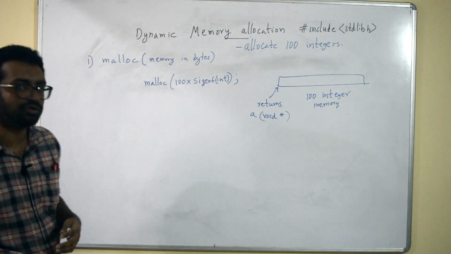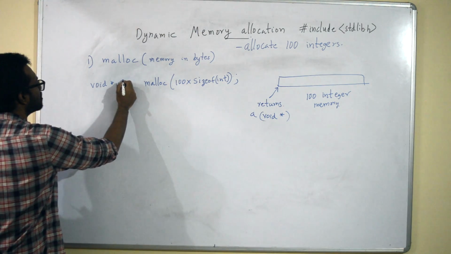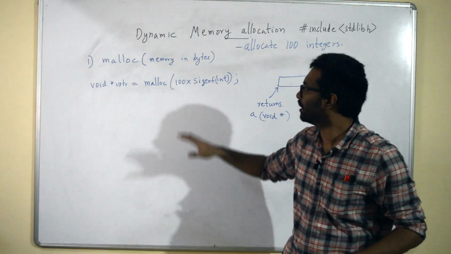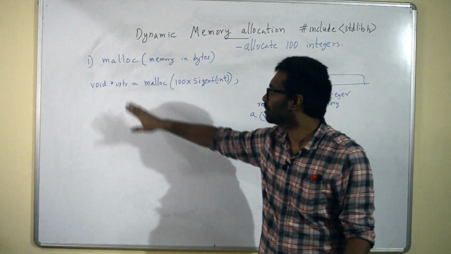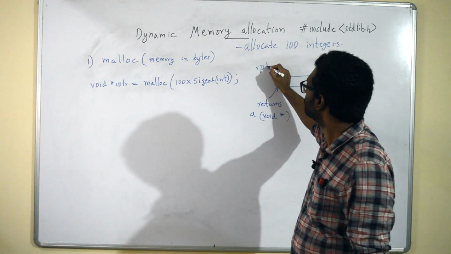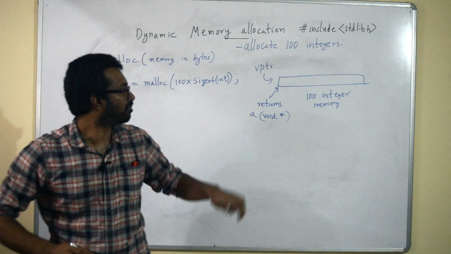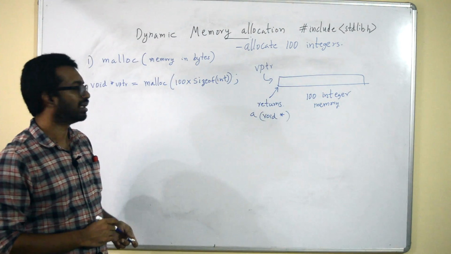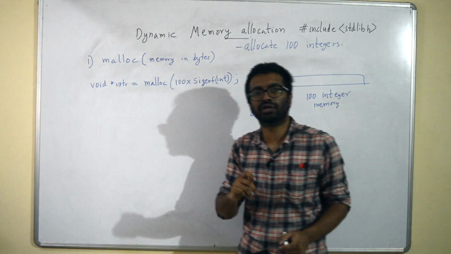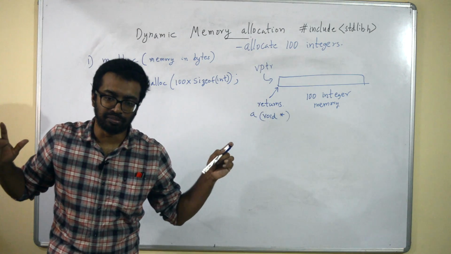So therefore what I can do is the following. I can declare a void star pointer and get what is returned. So now this void star ptr basically points to this location. Is that clear? Okay. But in this case, what were we interested in? We wanted an integer array, right? We wanted a block of integers.